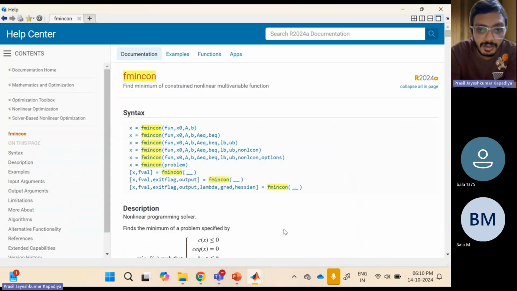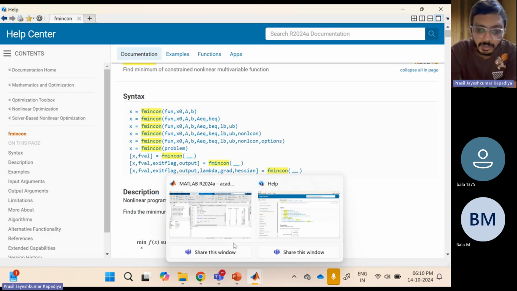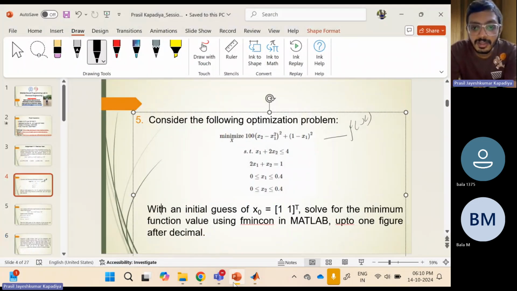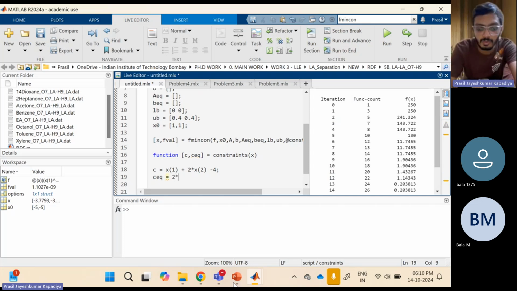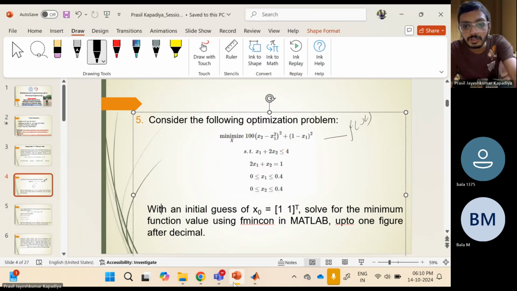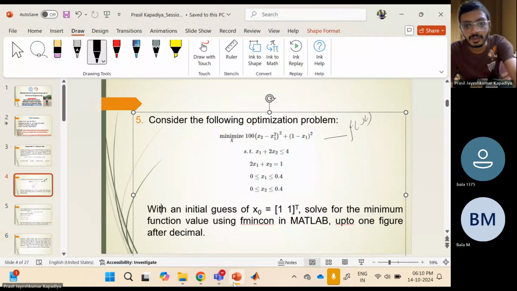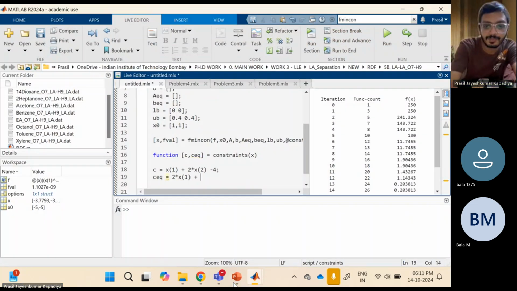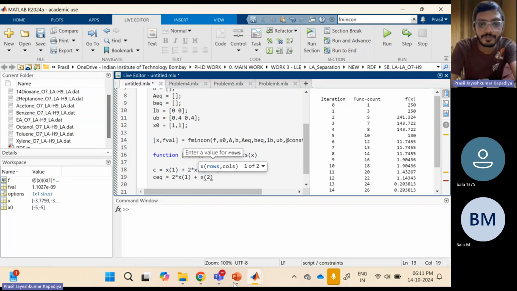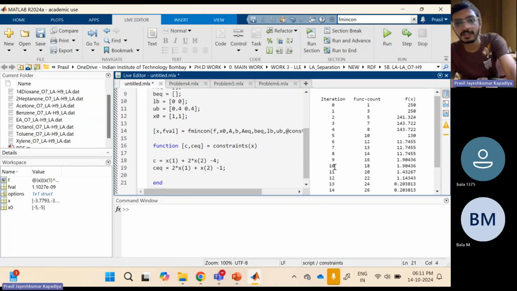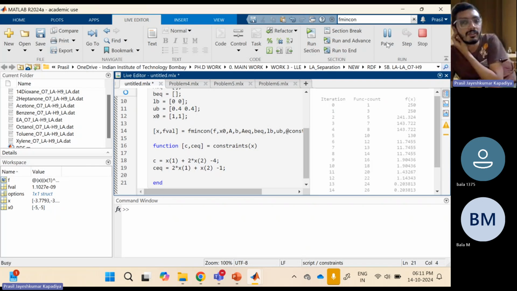And my second constraint is equal to 0 kind of. CEQ equal to 0. So what is my equation? 2x1 plus x2 is equal to 1. So 2 into x of 1 plus x of 2 minus 1. Okay, so these two constraints are there. So if we run this, we will have our answer.